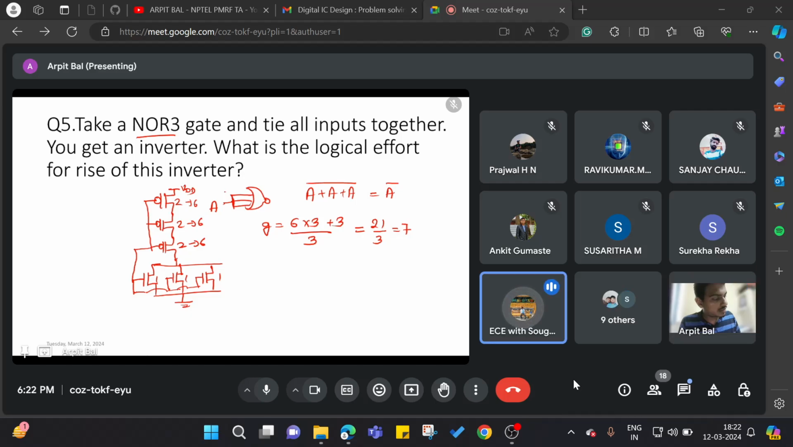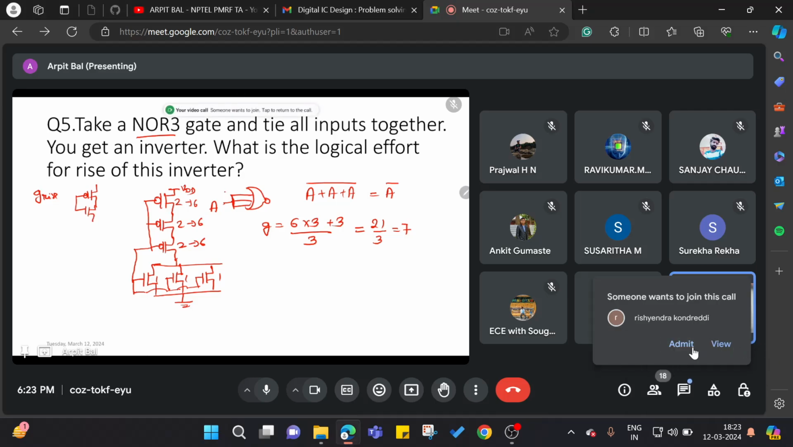Sir, can we explain one more time for G rise and G fall? Yeah, so whenever we are taking that G rise and G fall, I think it was covered in the high skew lecture, the skew transistor lecture. In that case, what we used to do is, let's say we are talking about the G rise. Whenever you consider the G rise part, you have to compare with the reference inverter.